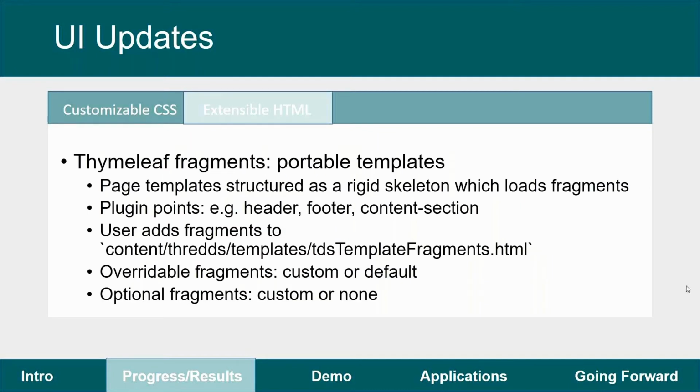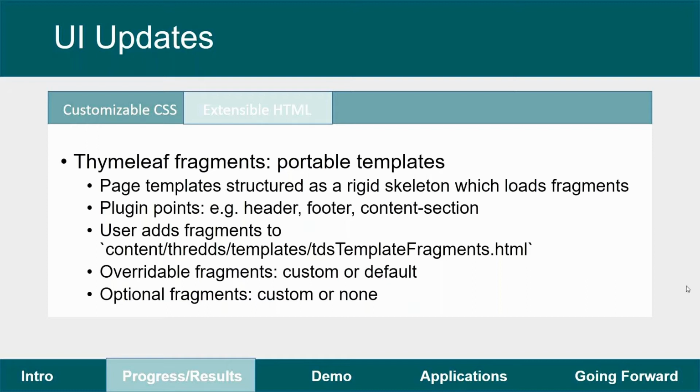And then you can add your own bits of HTML using those Thymeleaf fragments. So each template is structured as a rigid skeleton, and it pulls in the fragments that it wants based off what data is available. There are a couple set plugin points where administrators can add their own custom HTML. So that's places like a customized header, footer, an extra content section, but they can't change some things like the main catalog table, because that's the basis of our catalog.